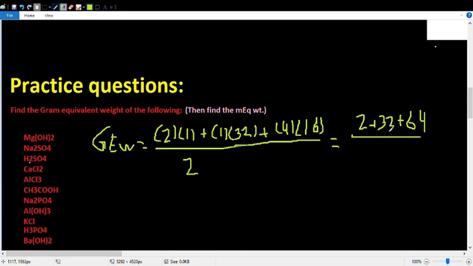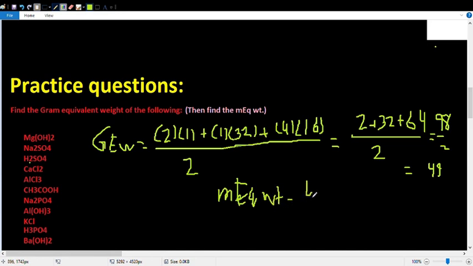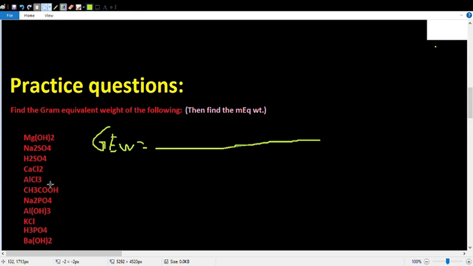So 2 plus 32 will be equal to 34 plus 64 will be equal to 98 divided by 2. So 98 divided by 2 will be equal to how much, guys? Kaya nyo yan, guys? Will be equal to 49. So that's our gram equivalent weight. For the milli equivalent weight naman, it will be 49 divided by 1000 will be equal to 0.049.